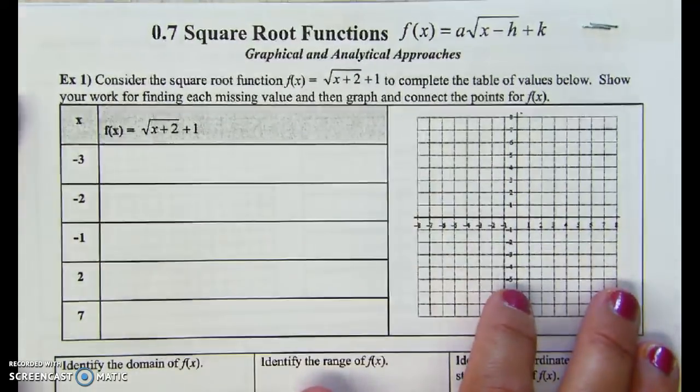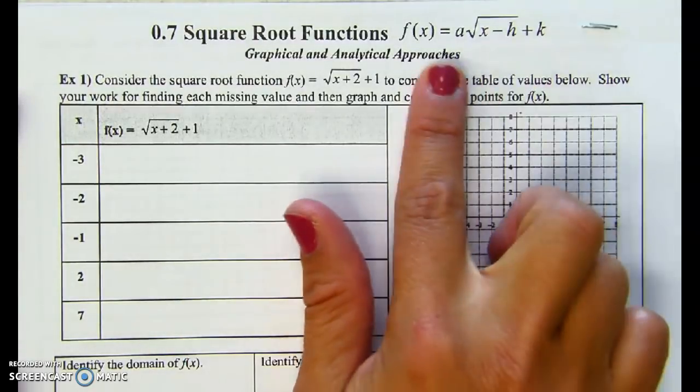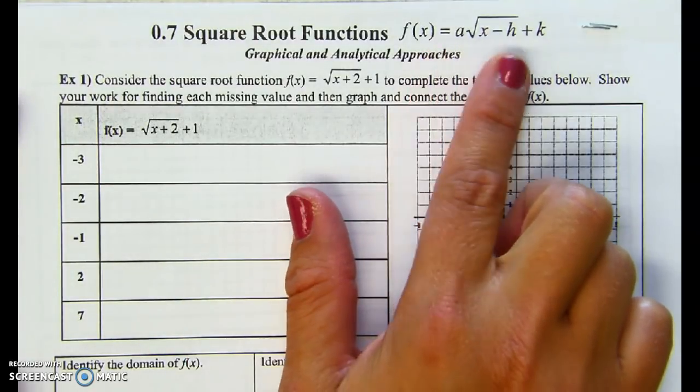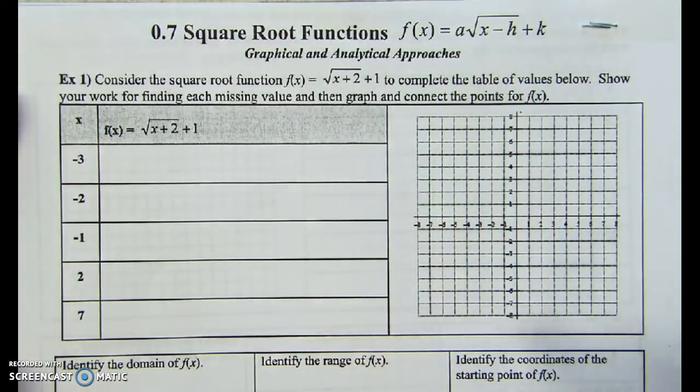So we've already looked at absolute value and quadratic, and now we're on square root. You see the a in front and then the h and k. So you should become familiar with those because it's going to be very, very similar.